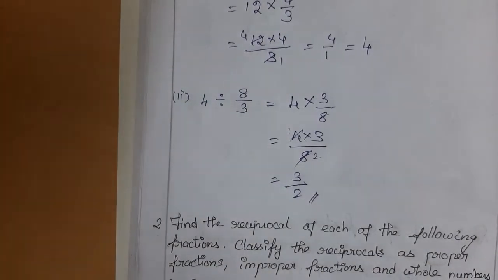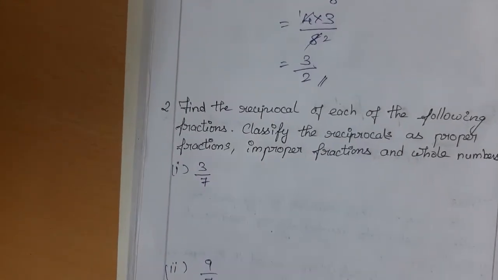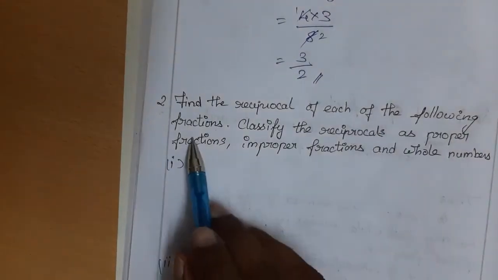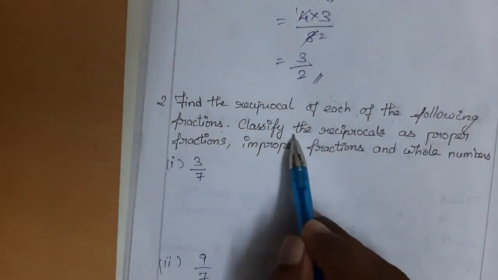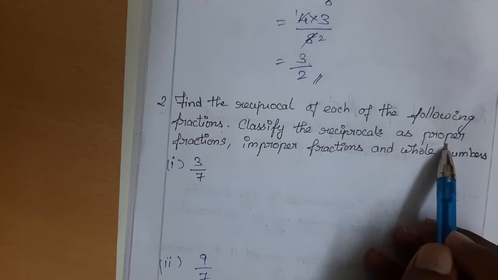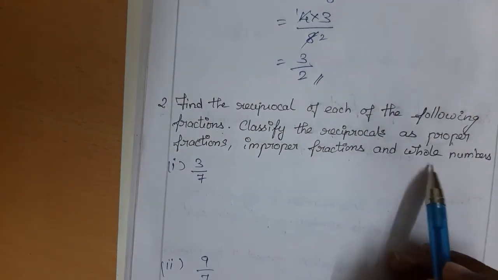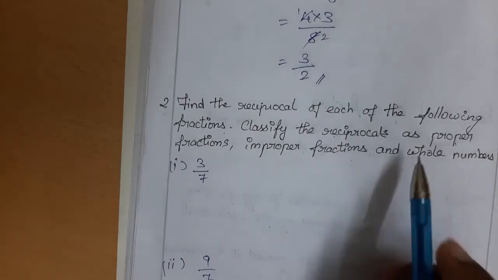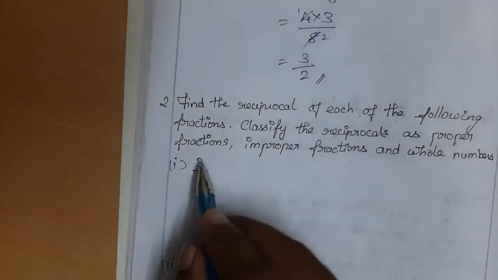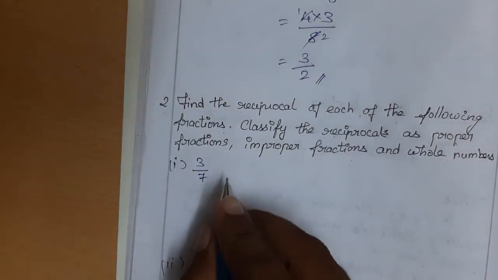We'll go for the next problem. Find the reciprocal of each of the following fractions. Classify the reciprocal as proper fraction, improper fraction or whole number, right? So first we have to find the reciprocal of the fraction. So what is the reciprocal of 3/7?